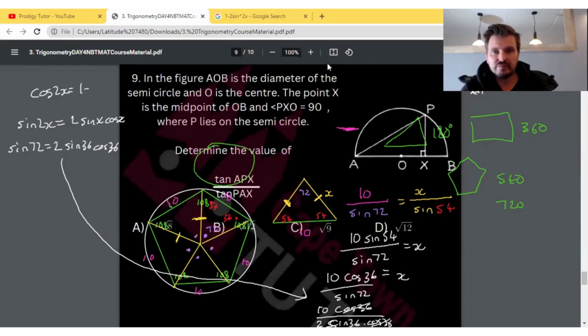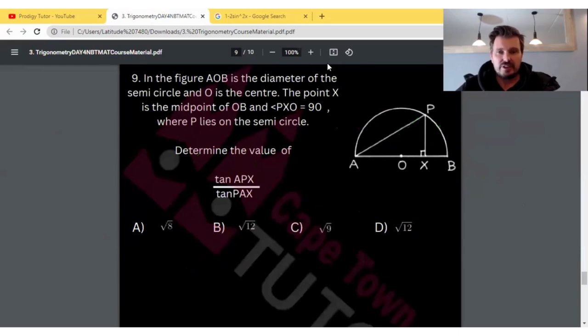Okay, question 9, another tricky one. In the figure, AOB is the diameter of the semicircle, and O is the center. The point X is the midpoint. That's important, the midpoint. If that's the midpoint, that is equal to that.